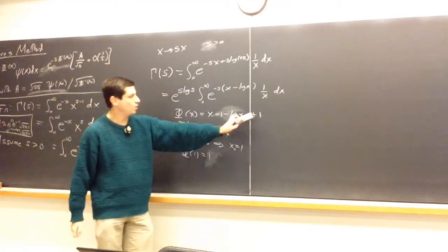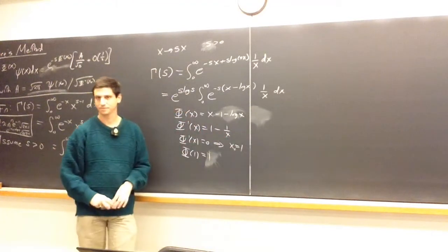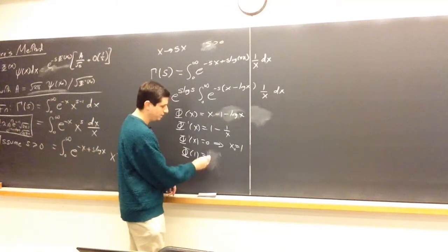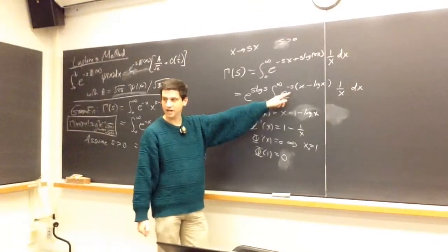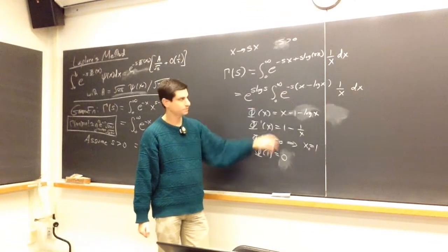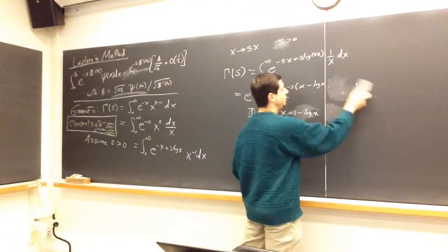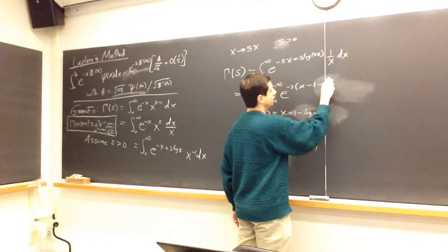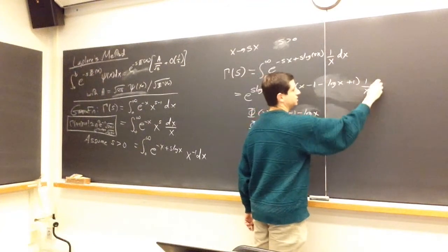So what we do is, when we shift it, we'll define this to be phi of x. So if we define this to be phi of x, now we will get phi of 1 is 0. But we're going to get an extra factor up here. So we're going to come up over here, and we're going to write this as x minus 1 minus log of x plus 1 over x dx.